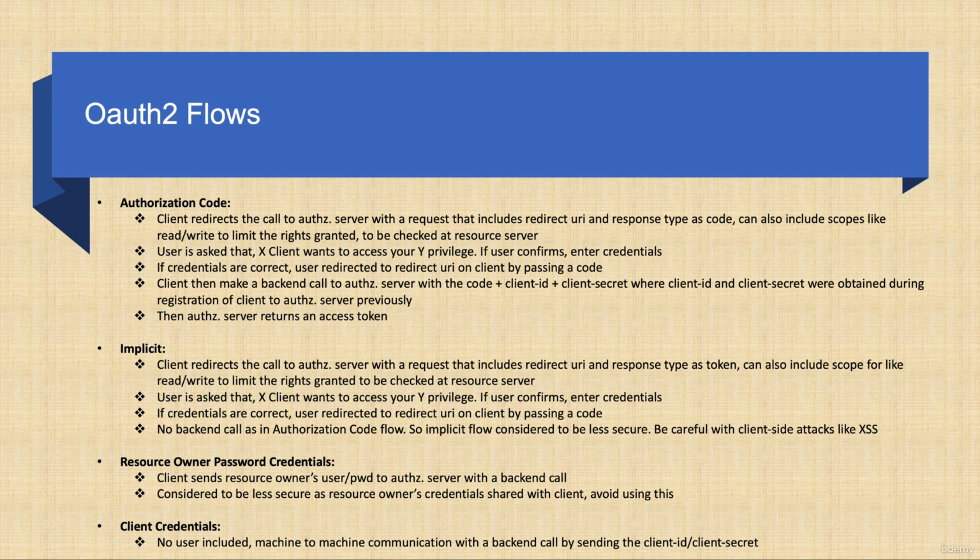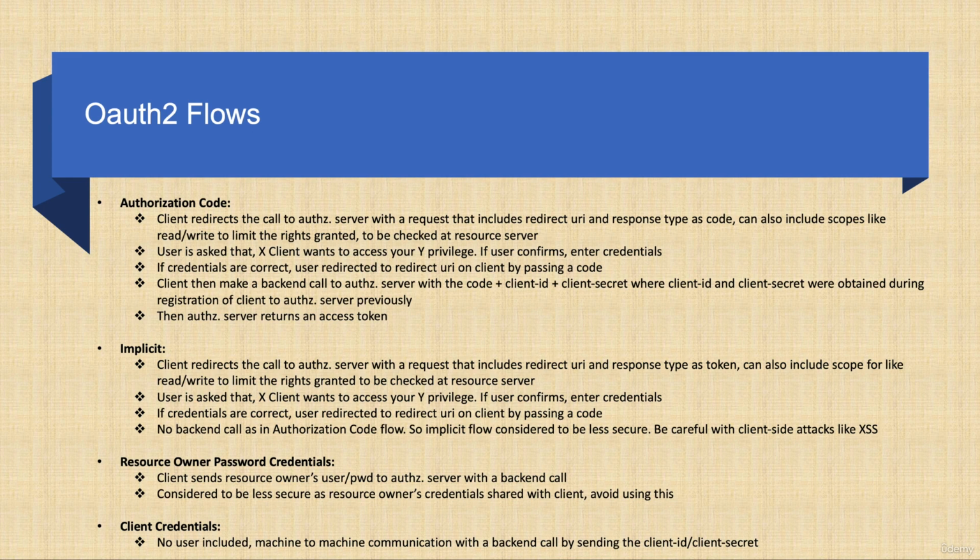In the implicit flow, client uses the response type as token instead of code. And authorization server directly returns token instead of code after user enters credentials. So there is no backend call as in authorization code flow. Implicit flow considered to be less secure. Be careful with client-side attacks like XSS with this.